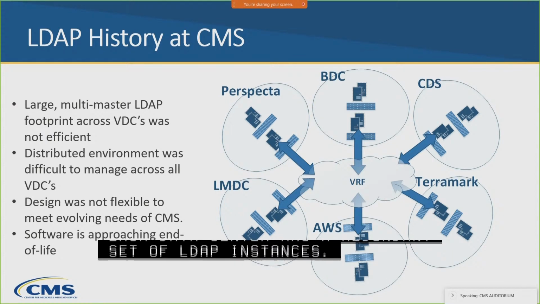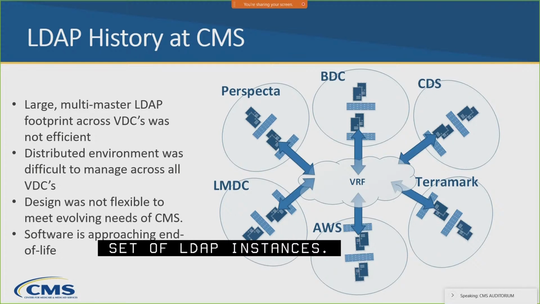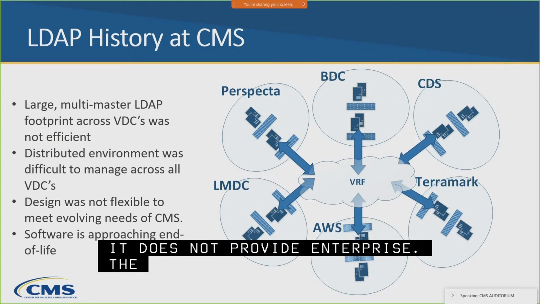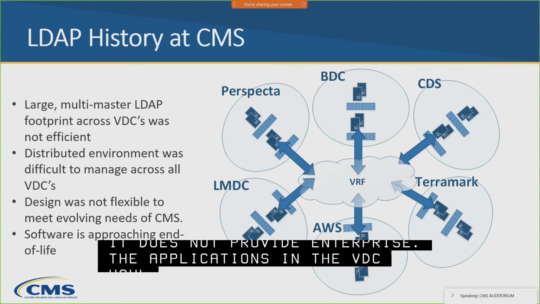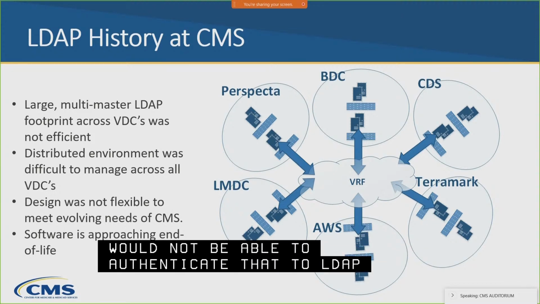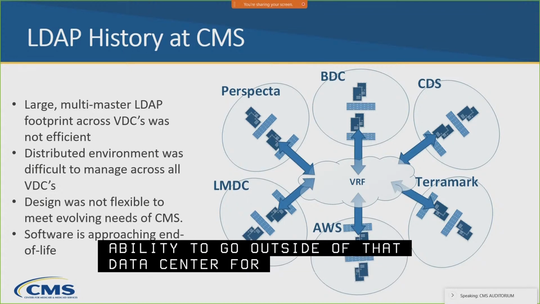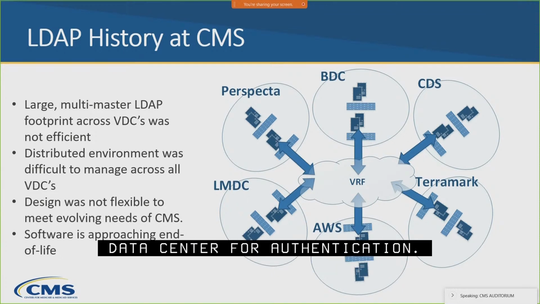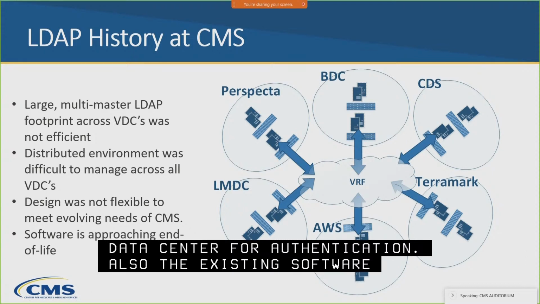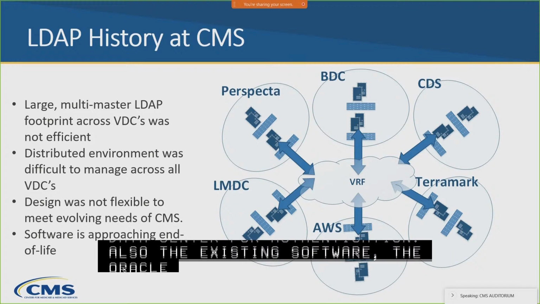So if both of the instances in a particular VDC were to go down, then the applications in that VDC would not be able to authenticate to LDAP because they do not have the ability to go outside of that data center and across to other VDCs for authentication. Also, the existing software, the Oracle LDAP environment that we have in place today, is approaching its end of life.